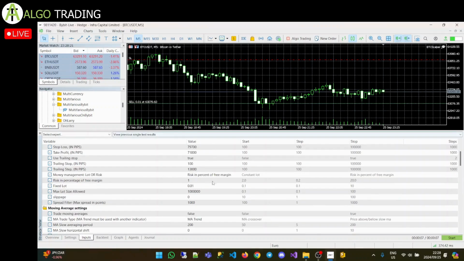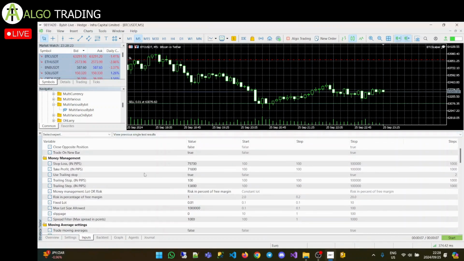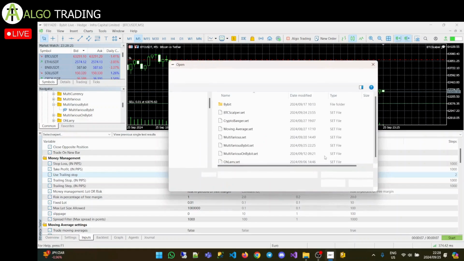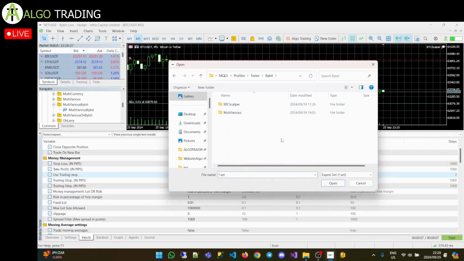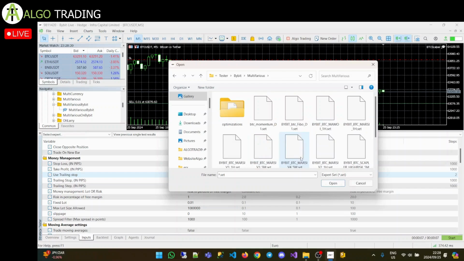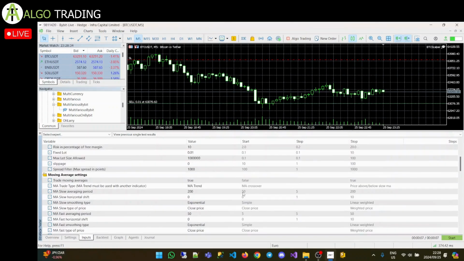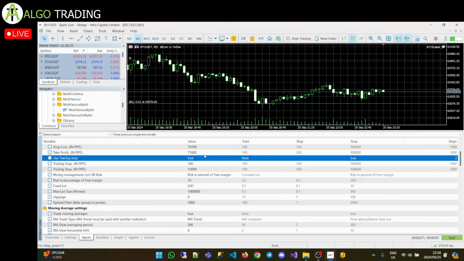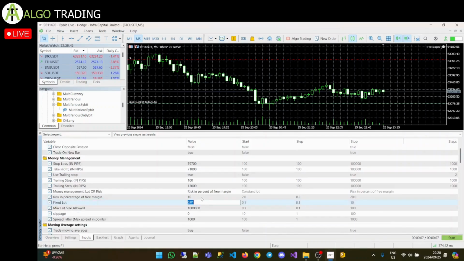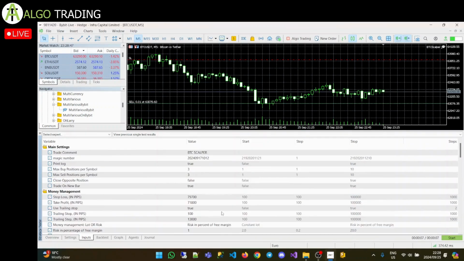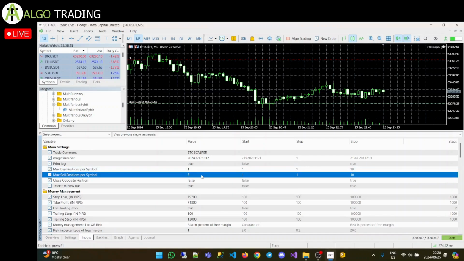I'm going to keep my stop loss. I'm going to load my Multifarious version 4 set. This is the one I'm currently running live. So I've got my stop loss configured, my take profit, all of that. We'll just run it as is. I'm just going to lower the risk. I'm going to put the risk at 1%. And I'm going to only have one buy and one sell open at a time.